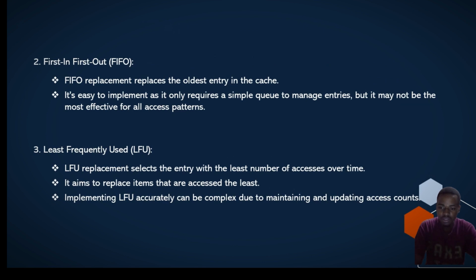Then first in, first out. This one replaces the oldest entry in cache, and it's easy to implement as it only requires a simple queue to manage entries, but it may not be the most effective for all access patterns. Then least frequently used. This replacement selects the entry with the least number of accesses over time. It aims to replace items that are accessed the least. Implementing this accurately can be complex due to maintaining and updating access counts. So that's been it, and I hope you got it well.